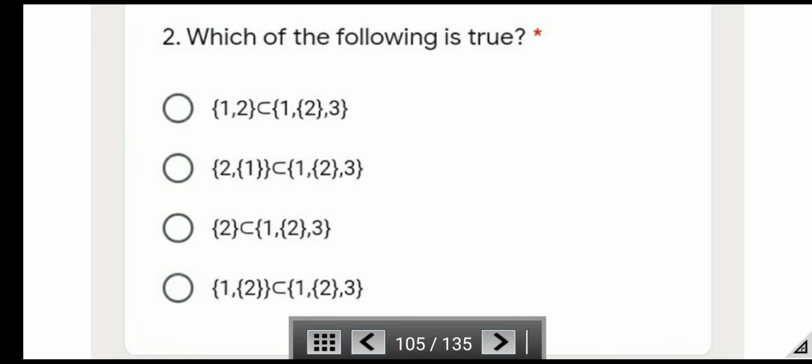Next question, which of the following is true? So clearly the fourth option is the true option.